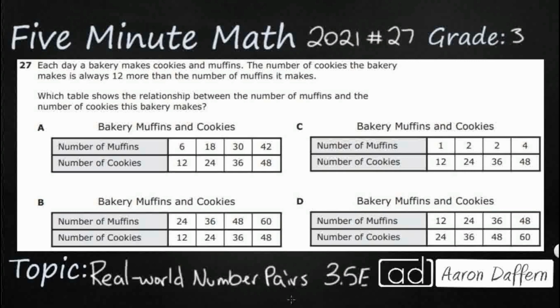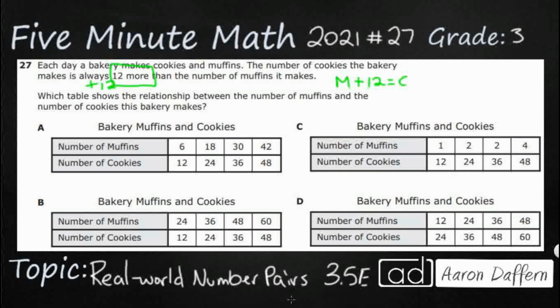So we have a bakery that's making both cookies and muffins. The number of cookies the bakery makes is always 12 more. So look at this. They're going to give us this relationship right here. You always get 12 more. So we can actually just make that a plus 12. Then the number of muffins. So what we have is we've got the muffins plus 12. It's always going to equal our cookies. So which table shows that relationship between the number of muffins and the number of cookies?